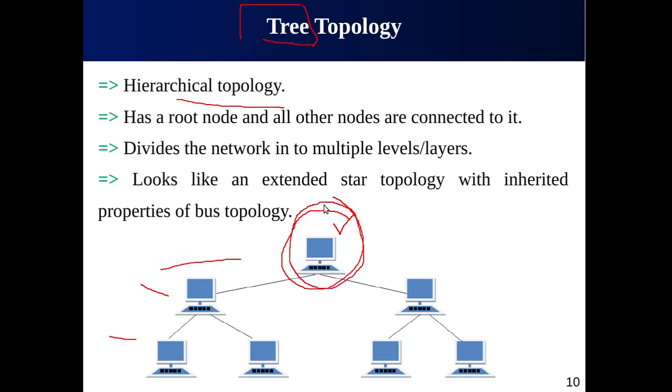Now let's move to the disadvantage. We are dependent on the root. If the root goes down, then the entire network will suffer. Just like in the star topology, if the hub is down, the whole network is down. So if the root is down, the whole network will suffer.